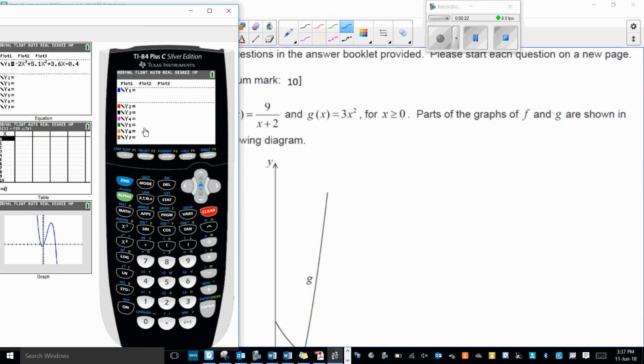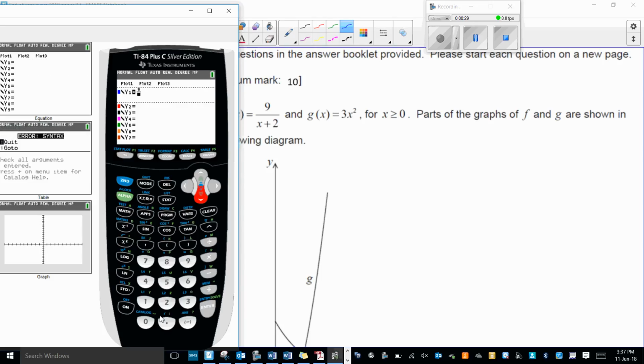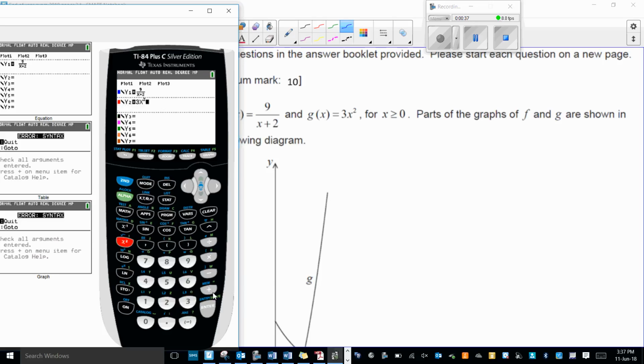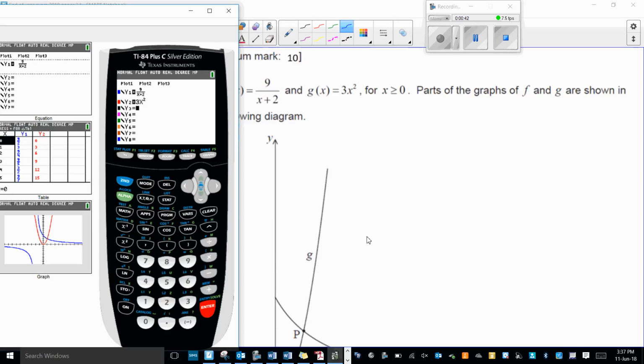So we've got y equals 9 over x plus 2, and then 3x squared. They haven't given us any values, so let's go up and see if we can see them. Hopefully it's obvious we're looking for this point here. So second calc, intersect.